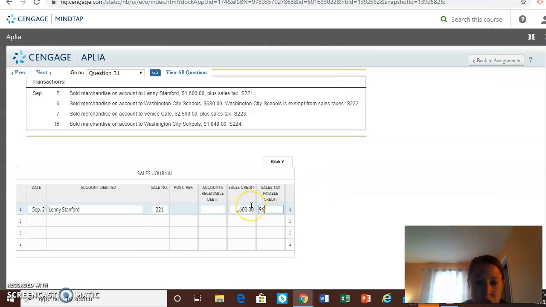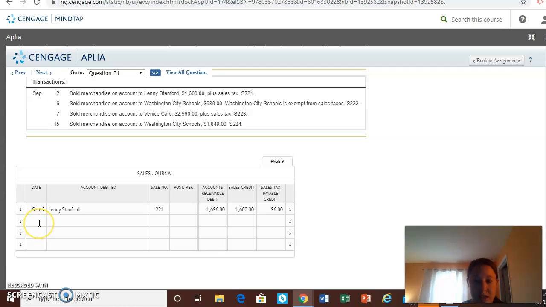So the sales credit is going to be the full amount of the merchandise. The sales tax payable credit is going to be the amount of tax, and then we're just going to add these two together so our debits equal our credits. So it's $1,696. And if you did this correctly, the bigger number is going to be an accounts receivable debit. The middle number, sales credit, and sales tax payable. Sales tax is always going to be smallest.